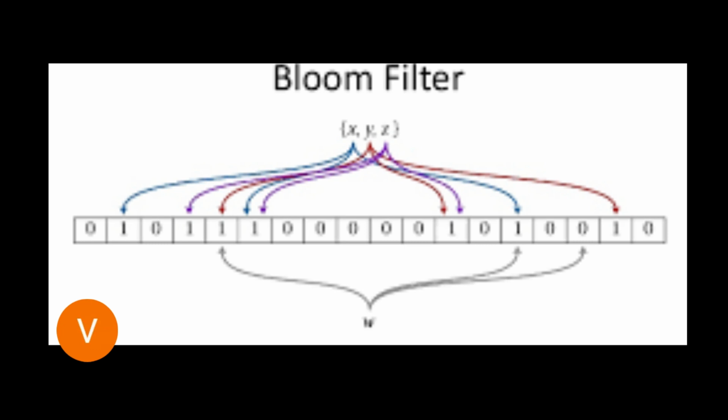But if out of the k bits, out of the 3 bits in this case, any bit is unset, we can surely say that Sachin is not present in the database, because the bits that were used to represent Sachin are not all on. That means not only Sachin, but no data was represented using these 3 bits. So we can surely say that Sachin is not present in the database.